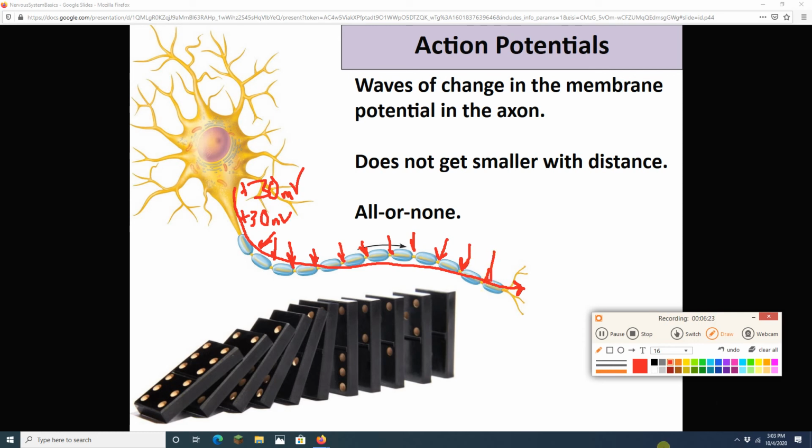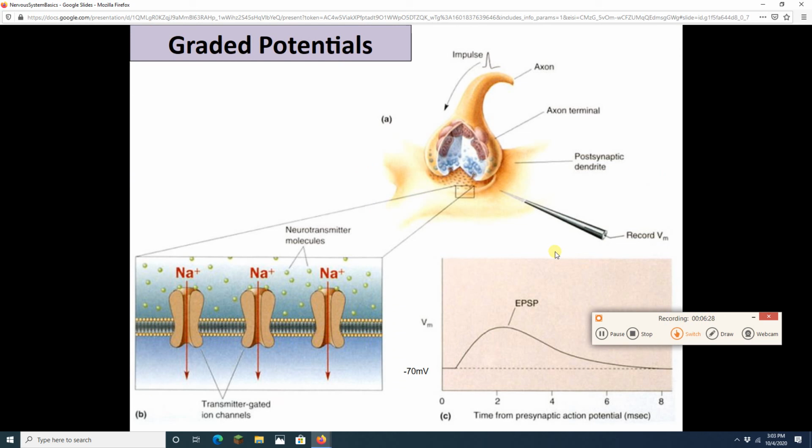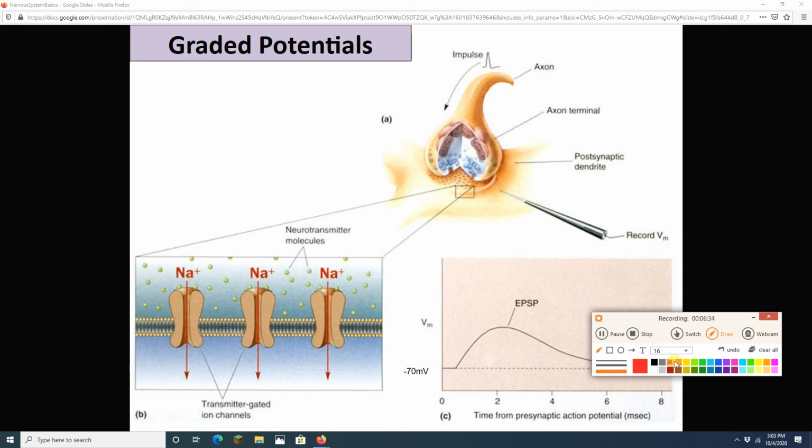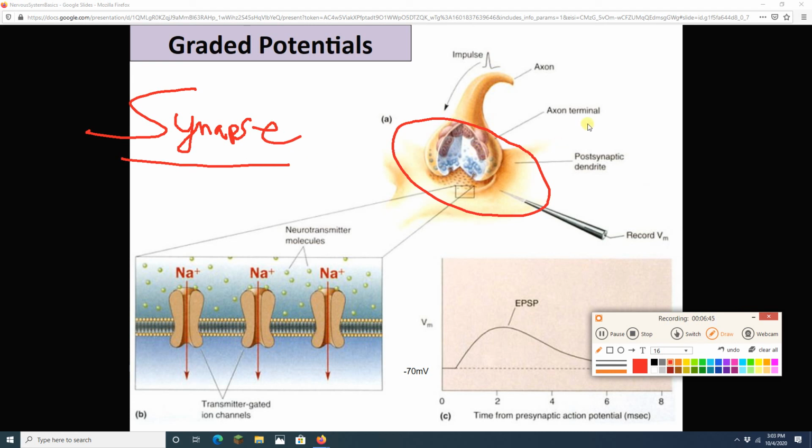Okay, we're going to unpack both these guys, starting with the graded potential. All right, who knows what I have right here? What do I got right there? Right there, I have a good old synapse, okay? I have an axon terminal synapsing with a dendrite. So an axon terminal of one neuron, my presynaptic neuron, is synapsing on a dendrite of my postsynaptic neuron.